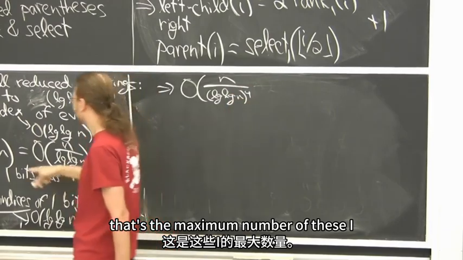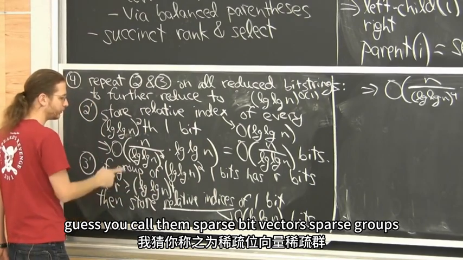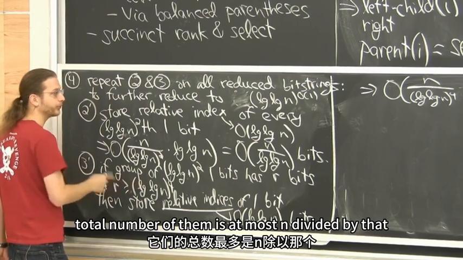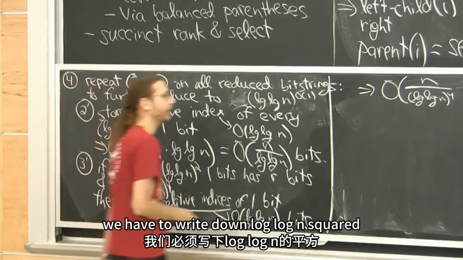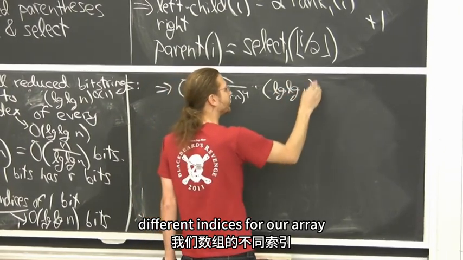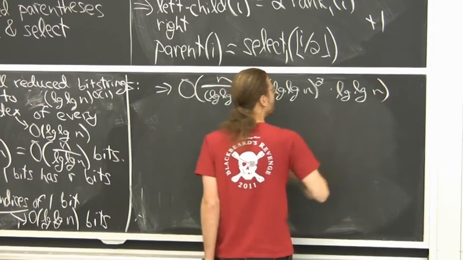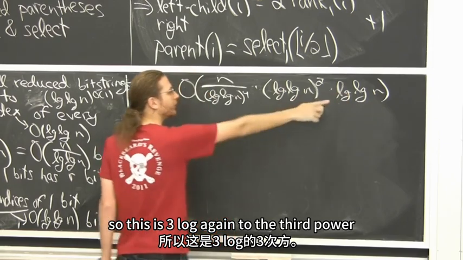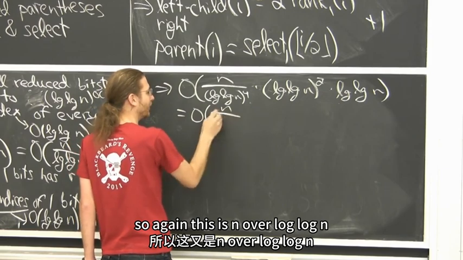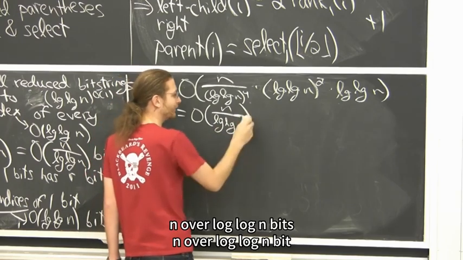That's the maximum number of these, I guess you call them sparse bit vectors. Sparse groups there could be, because each of them is at least this big. Total number of them is at most n divided by that. For each of them, we have to write down log n squared different indices for our array, and each of those indices costs log n bits to write down. So this is log n to the third power, this is log n to the fourth power. So again, this is n over log n. You can tell I've tuned all of these numbers to come out to n over log n bits.